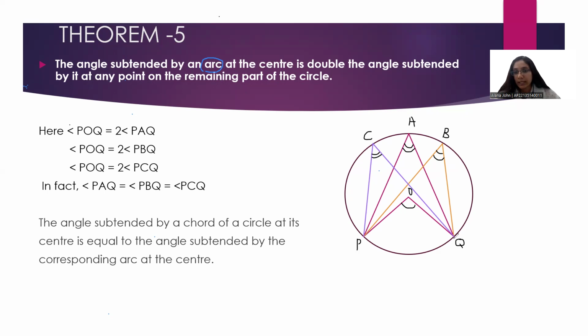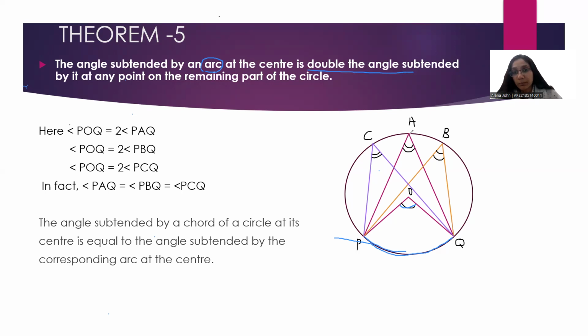I have taken 2 points P and Q, and then I am considering this arc. This is the minor arc. Okay, so here I am just considering this minor arc. Then the angle subtended by it at the center is obtained by joining the points P and Q to the center O. Then we get the angle subtended at the center. So here the theorem says that the angle subtended at the center by an arc is double the angle subtended by this arc at any other point of the circle.